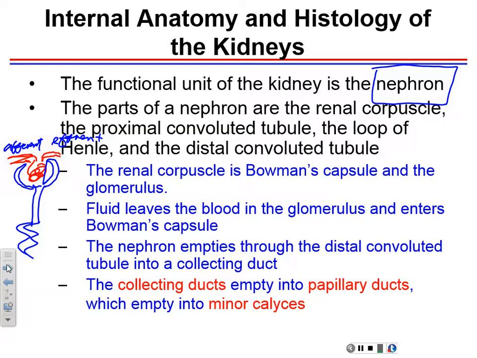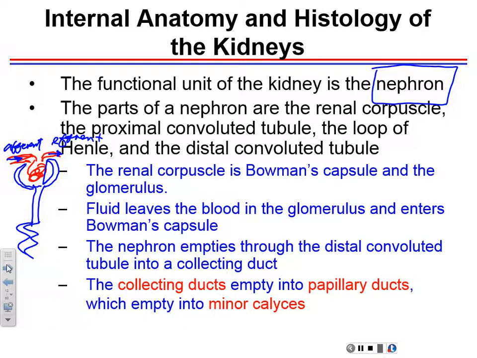So afferent is before the glomerulus. Afferent with an A goes towards the glomerulus. So the afferent is going this way. The efferent with an E is going away from it. Okay? And the efferent arteriole is the one that leads to the peritubular capillaries.